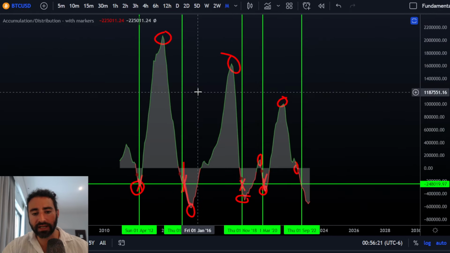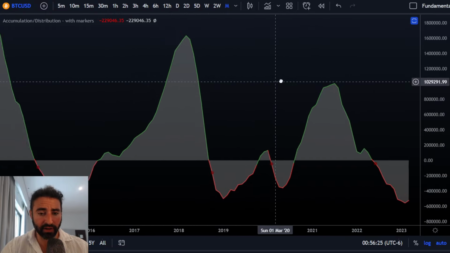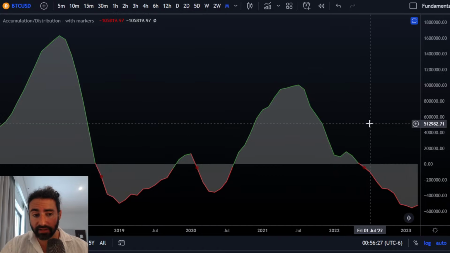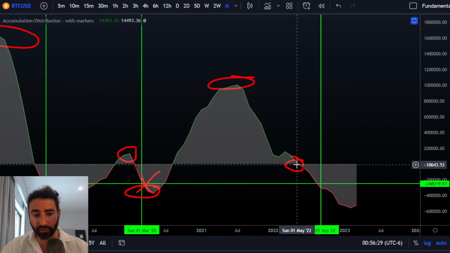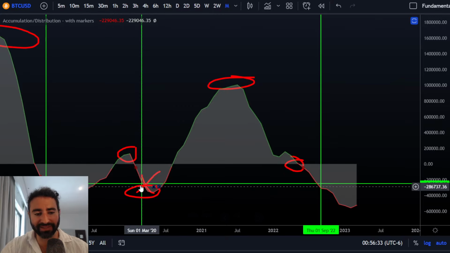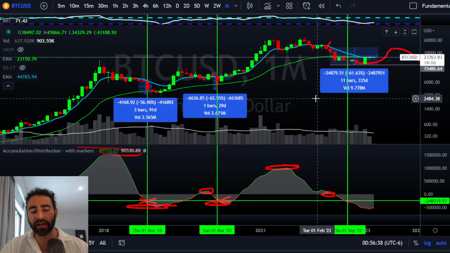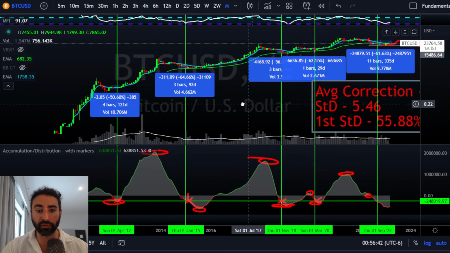In this particular chart, I did a measurement from when this indicator, the accumulation and distribution indicator, turned red to the next macro low. So here's a circle turning red, next macro low right here. Turning red, next macro low right here. You get the point, right?